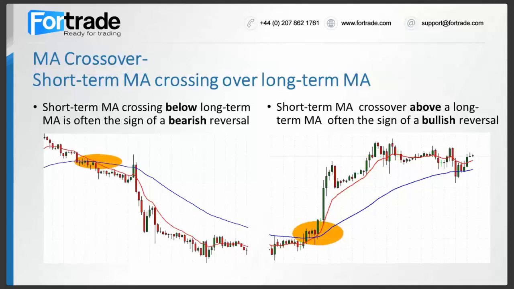MA crossover. Short-term moving averages crossing below long-term moving averages is often a sign of a bearish reversal, while a short-term moving average crossover above a long-term moving average could precede a higher breakout. Longer distances between moving averages suggest longer-term reversals as well. For instance, a 50-day moving average crossover above a 200-day moving average is a stronger signal than a 10-day moving average crossover above a 20-day moving average.